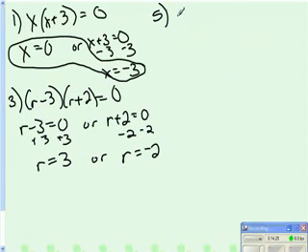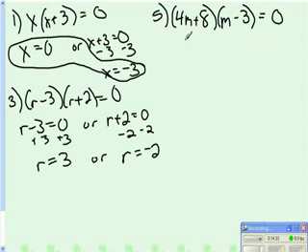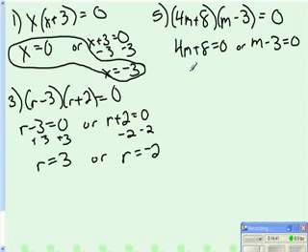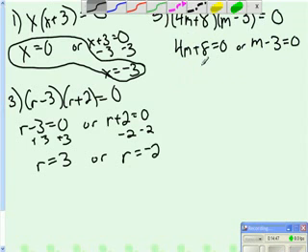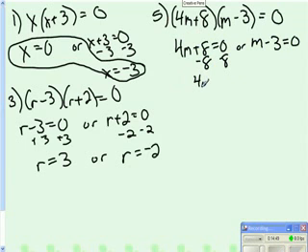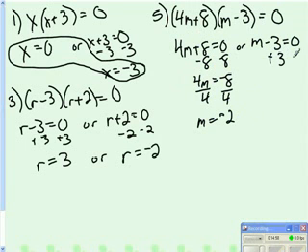Number 5. 4m plus 8 times m minus 3 equals 0. Again, either this one equals 0 or the other one equals 0. So I'm going to subtract 8 from both sides, get 4m equals negative 8, divide by 4, m equals negative 2. Over here, just add 3 to both sides, m equals 3. So m is either negative 2 or m equals 3.